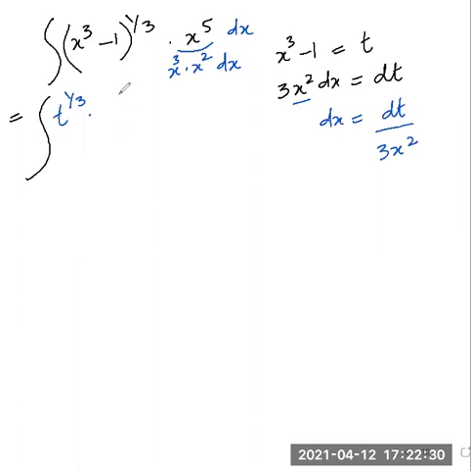Now, how are you going to convert it entirely into t and get rid of x? Write x cube as t plus 1. Beautiful. You got it, intelligent guy. Very good. x cube is t plus 1. The trick is whatever is remaining, try to arrange it in terms of the derivative of this. So t plus 1 into dt by 3x square into x square, which will be dt by 3. Now you can proceed further.